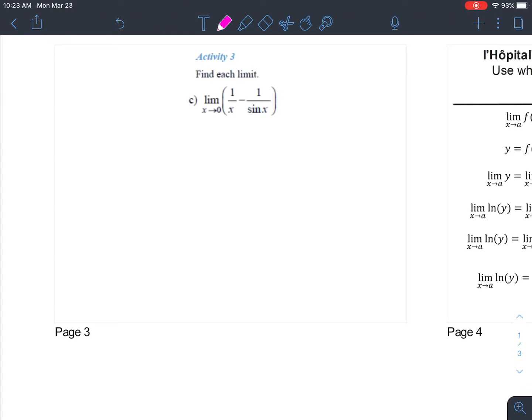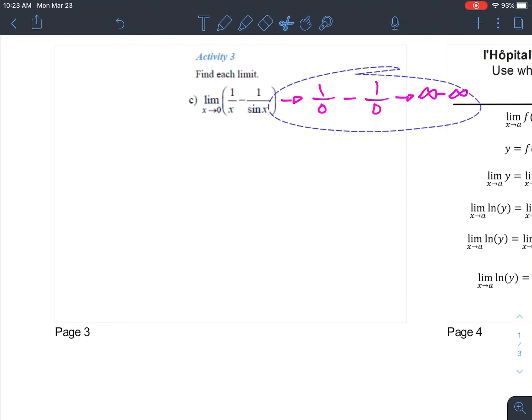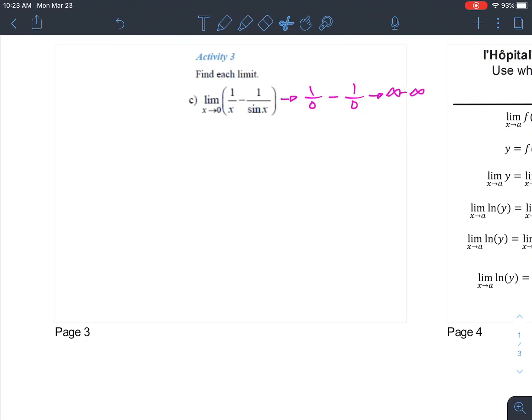So, just like the last one, first let's take a look at what will happen if we put in 0. We're going to get 1 over 0 minus, and then sine of 0 is also going to be 0. So then this is going to become infinity minus infinity. We are not able to solve this yet, so we will need to figure out a way to simplify before we can do L'Hopital's. So then we're going to combine our two fractions into one.